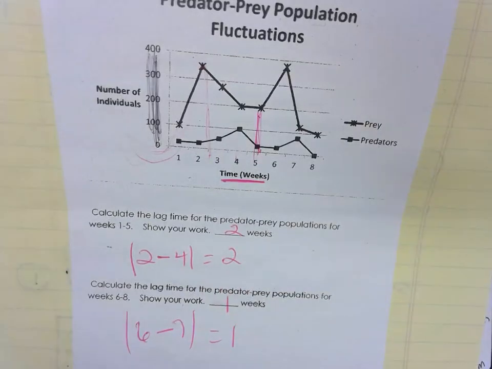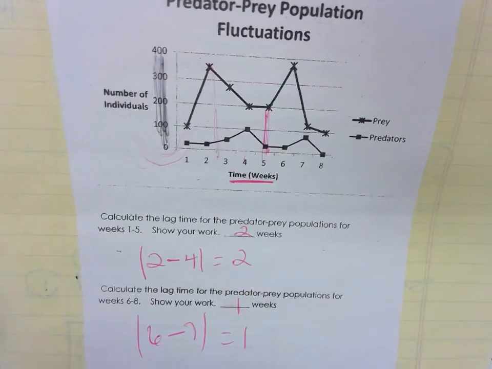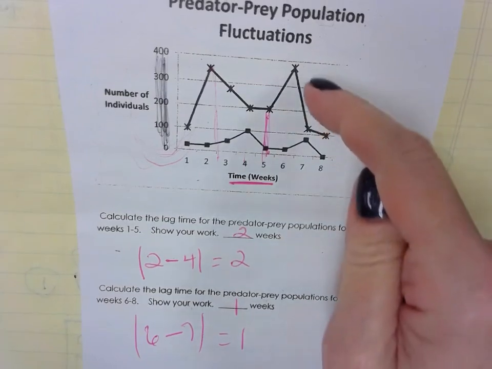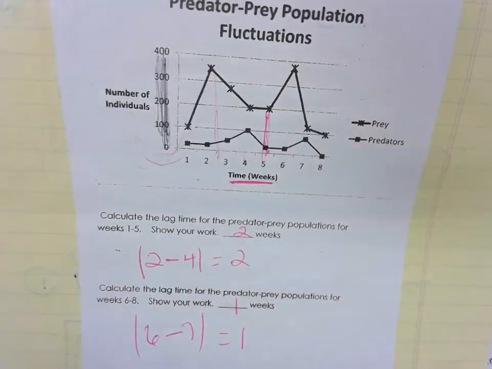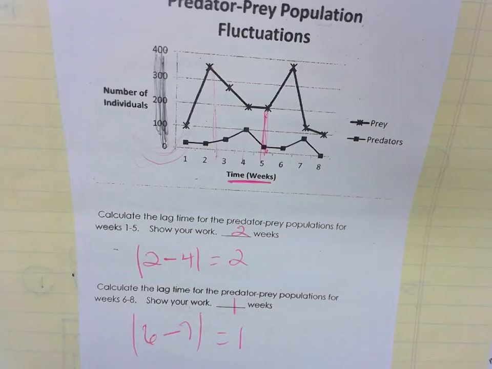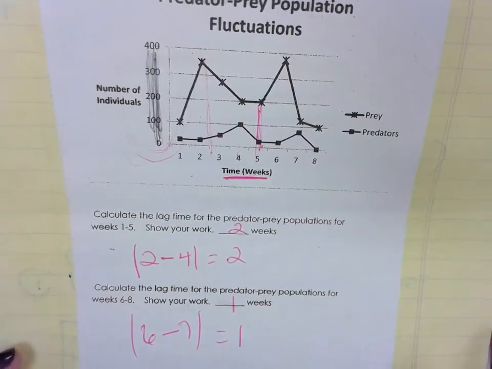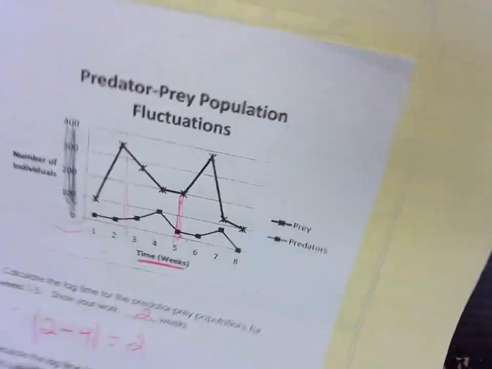And this is some very simple species with something like an R-selected reproductive strategy, very rapid reproduction. Likewise, we see the same thing for the predator-prey population from week 6 to 8. The prey peaks at week 6, and the predator responds to that stimulus at week 7. So the lag time, the amount of time it took for the predator to catch up to the increase in prey, was 1 week. And so there definitely will be a lag time problem on your unit test.